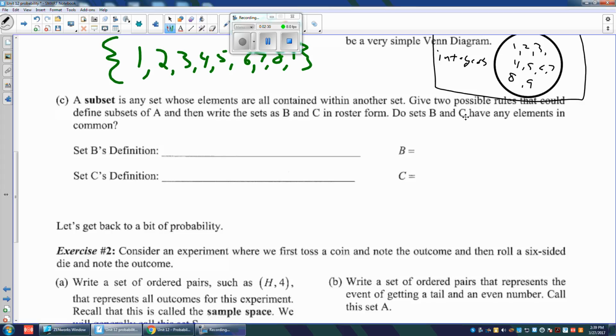Give two possible rules that can define a subset of A and write them as B and C. So let me see. I can do this two ways, where there aren't any subsets and where there are subsets. So I'm going to do it where there are subsets. So B's definition is going to be integers such that X is between 2 and 7, and C is integers such that 4 and 9.